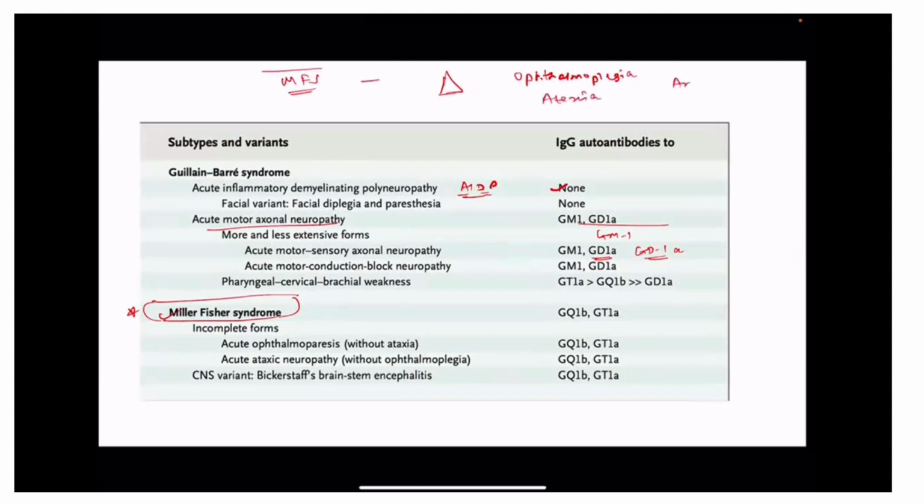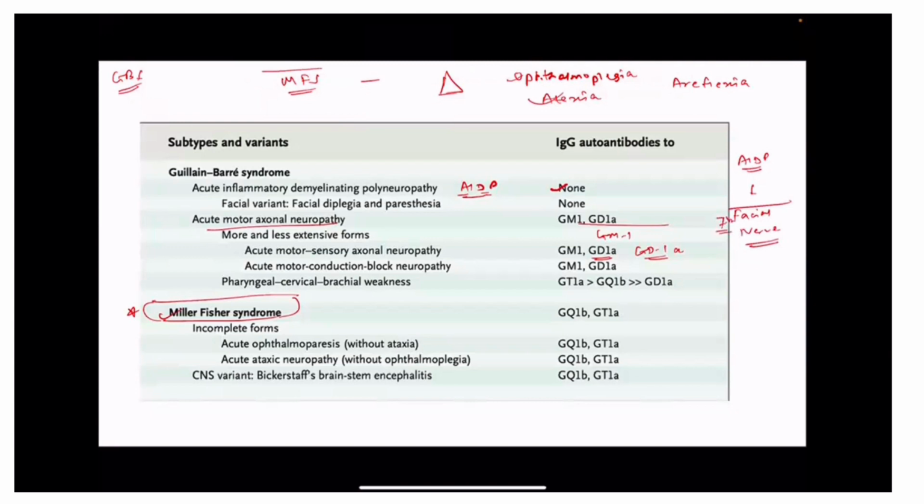and areflexia. Remember, in GBS we usually get areflexia of all the reflexes, of the muscles which get affected. But usually ophthalmoplegia and ataxia are not present in GBS, because the most common subtype of GBS is AIDP. The cranial nerve which gets affected most commonly is the facial nerve.